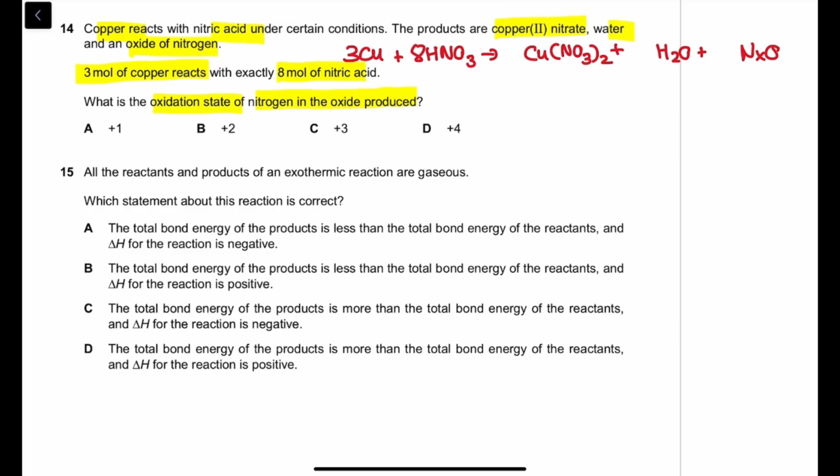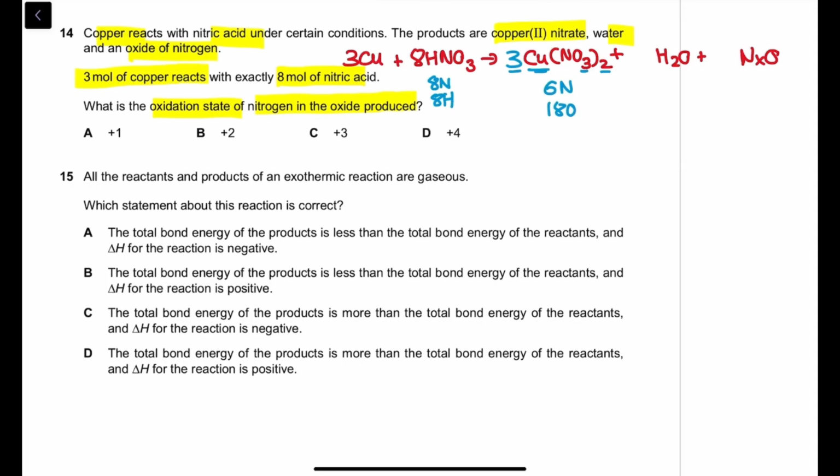Now copper is only present here, so that means I'm going to add 3 moles right here. And therefore we will actually end up with 6N from here. And we're going to end up with 3 times 2 times 3, which is 18 oxygen. Over here we have 8N, we have 8 hydrogen, and we have 24 oxygen here. So hydrogen's only present here in water. So we need 4. Therefore, there are 4 oxygen here.